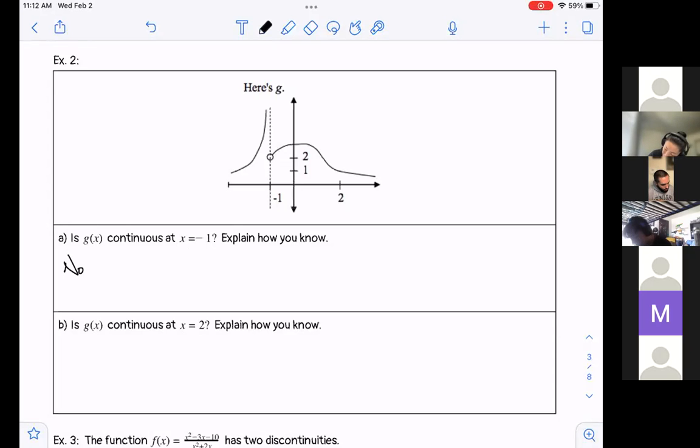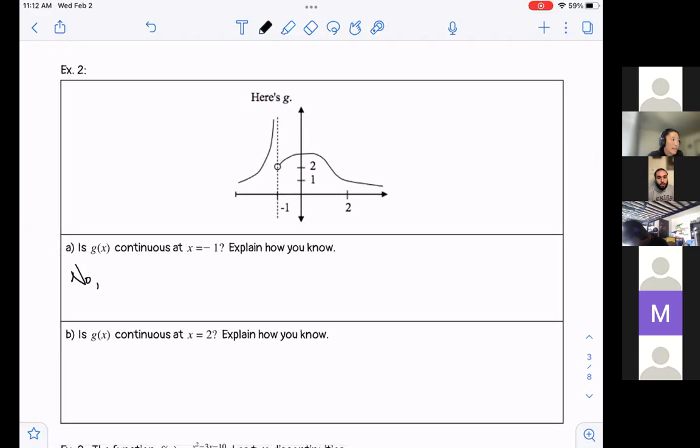But this is the part that can be hard, right? How do we explain? We want to make sure that we're using mathematically rigorous language to explain this. So we might say something like this. Because f of -1, what is f of -1? Let's start there. What is the y value at that point? It is undefined, I buy that.